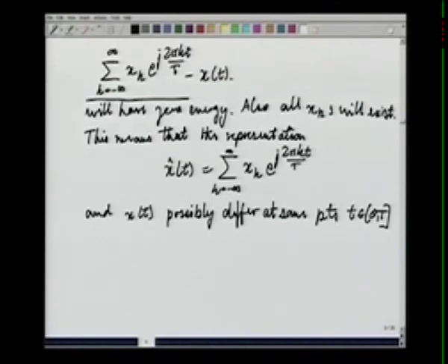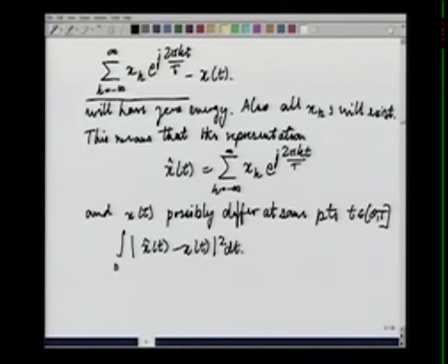power will be 0. In short, we will say that we are just saying that the integral of x hat t minus x t, this whole thing squared dt, integrated from 0 to T will be 0.